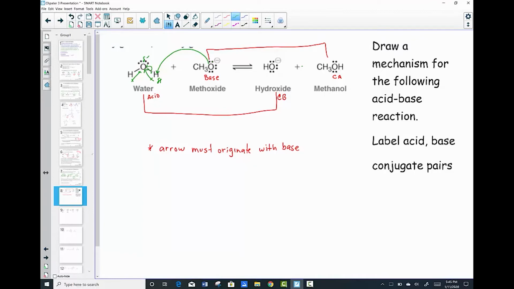We had 2 arrows in a concerted mechanism, which means it's really one step. Even though there's 2 arrows, they are occurring simultaneously. We could do another from our homework. Oops, that's just our answer, just to double check. We've written that correctly.